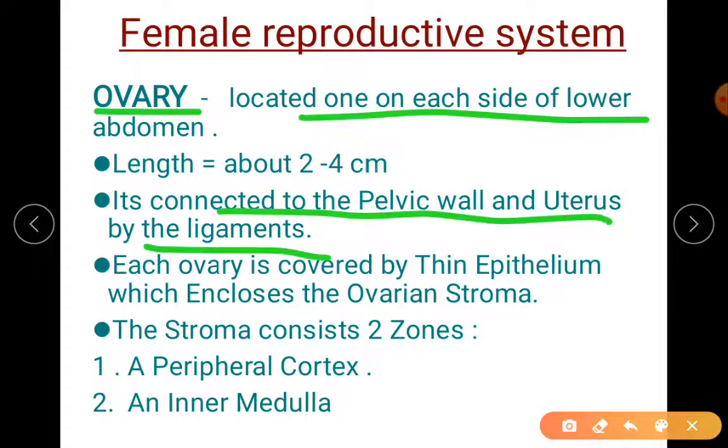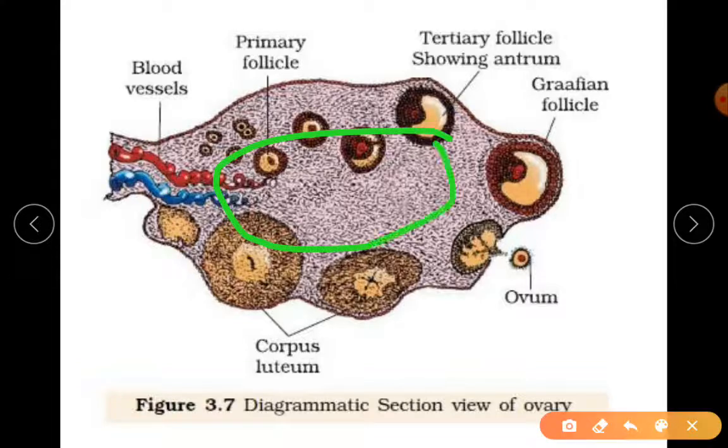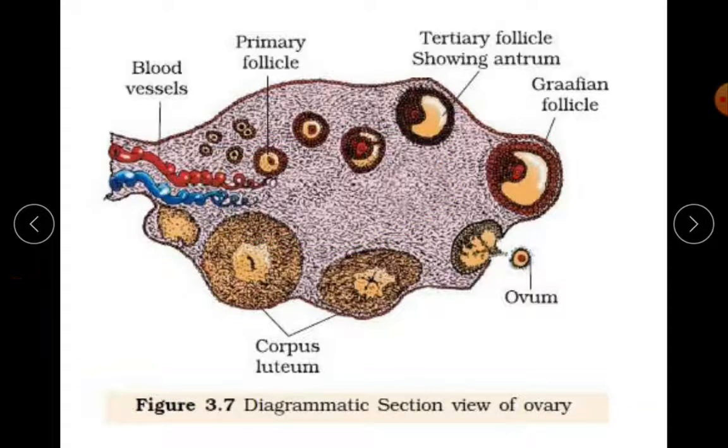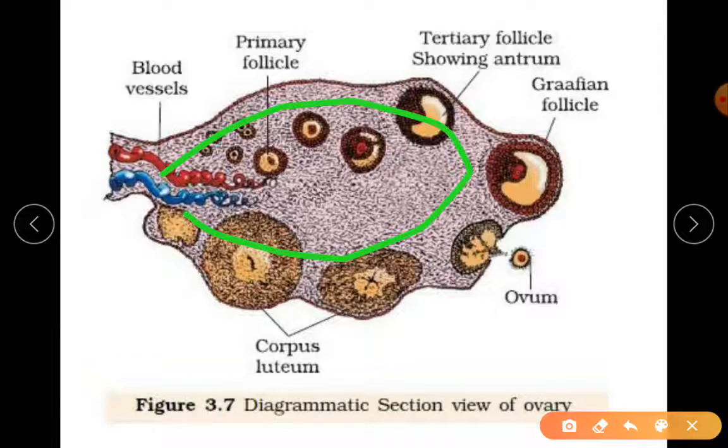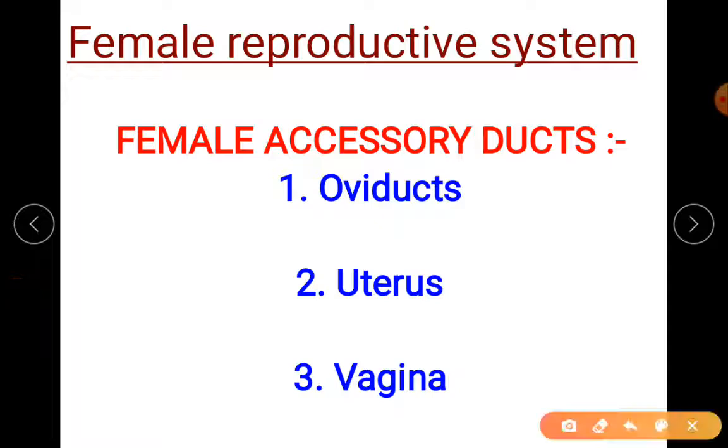About the ovary, you all know, one on each side, on each lateral side, connected with the help of ligaments to the pelvic wall and the uterus. It is covered with thin epithelium. You can observe here the thin epithelium enclosing the stroma, and the stroma is divided into two regions or two zones: peripheral cortex and inner medulla.